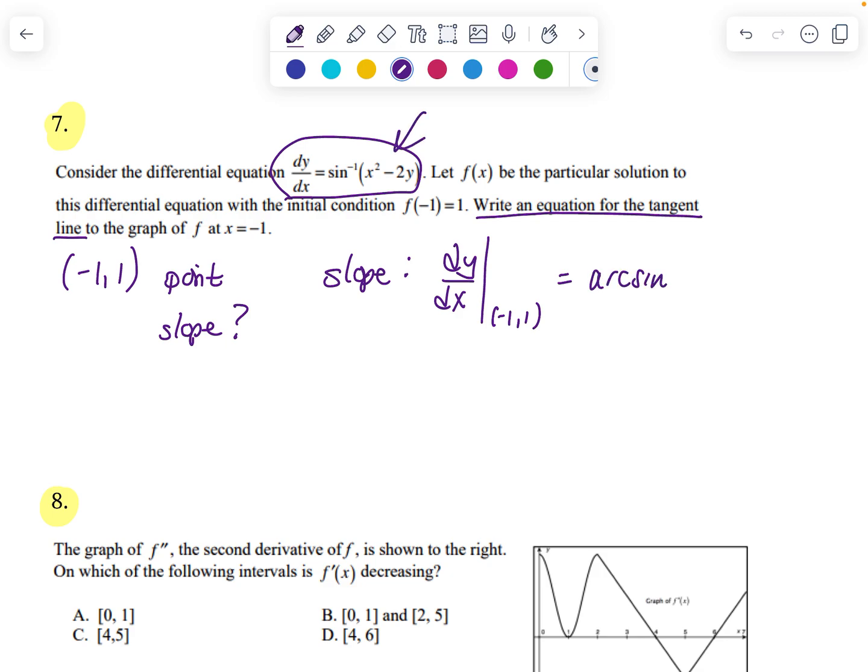So that is inverse sine of, now I'm going to plug in my numbers. So negative 1 squared is 1, minus 2 times 1 is 2. And so I've got the angle whose sine is negative 1.